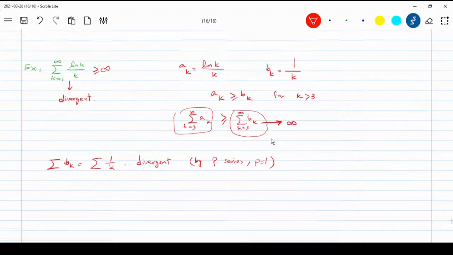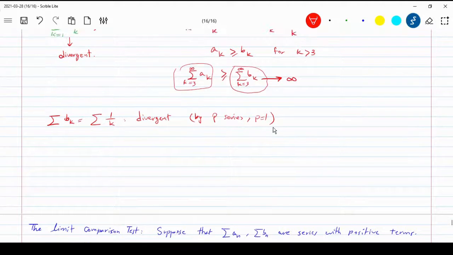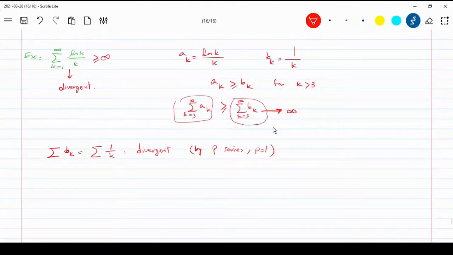Okay, simple as that. The only thing is that you have to make sure that the bk that you pick is properly applied. If it was the other way around, if this was less than, I couldn't say anything about the aks, because then the aks are less than infinity. That doesn't mean they're not infinite. You cannot say they are finite or infinite.